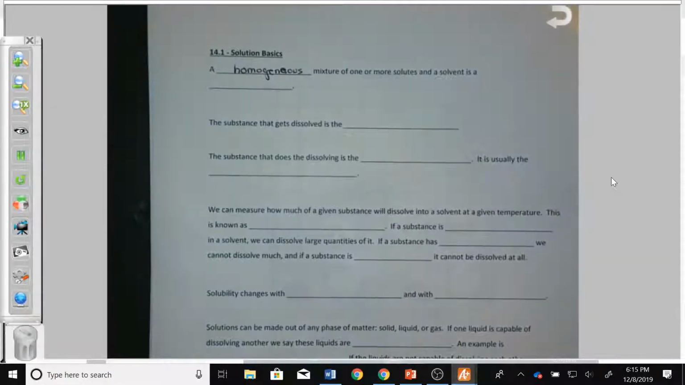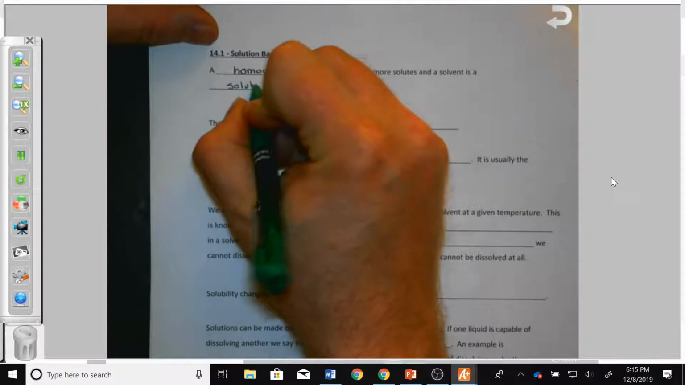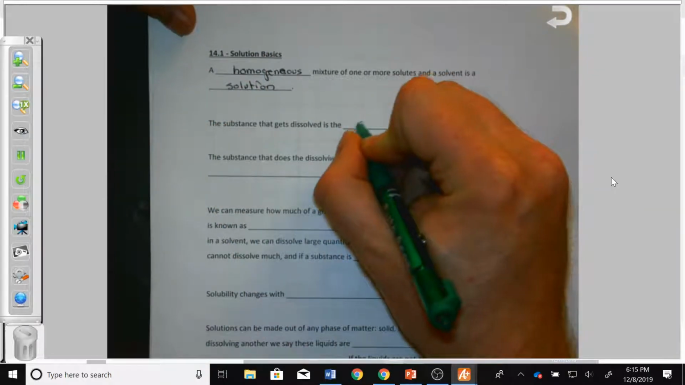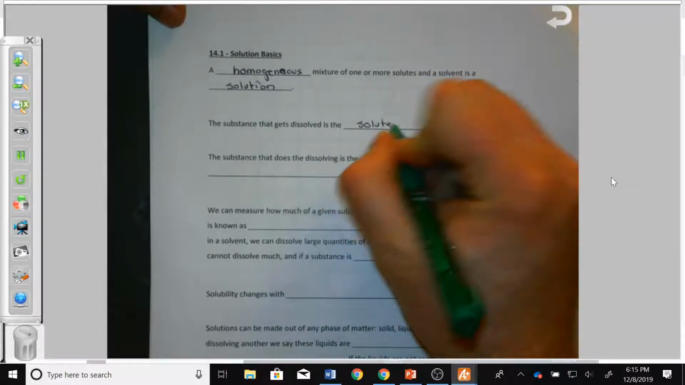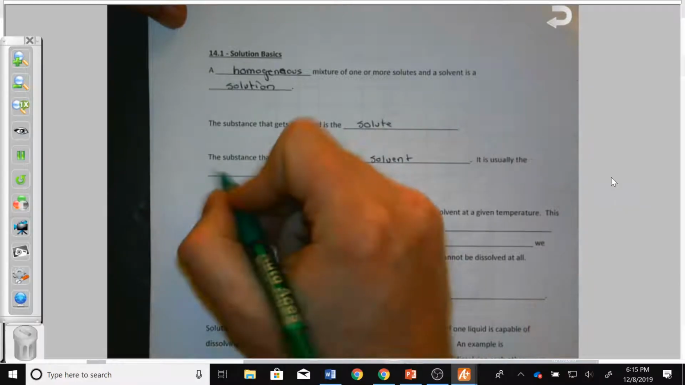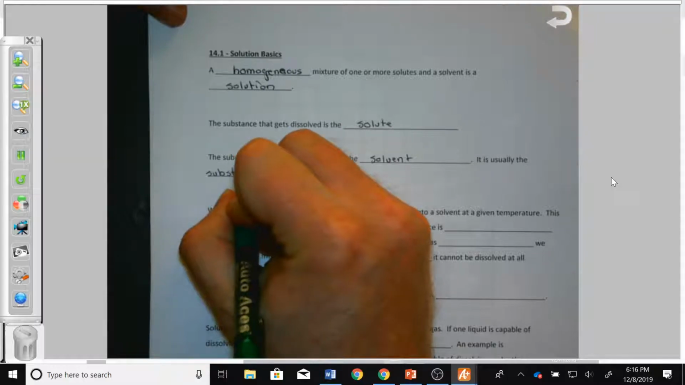Homogeneous mixtures of one or more solutes and a solvent. The substance that gets dissolved is the solute, and the substance that does the dissolving is the solvent. And the solvent is usually the substance present in greater quantity.